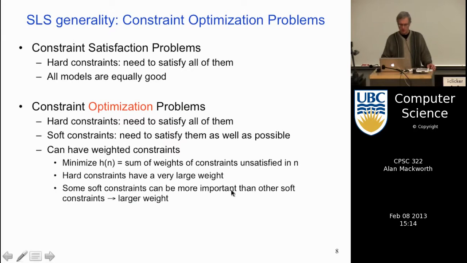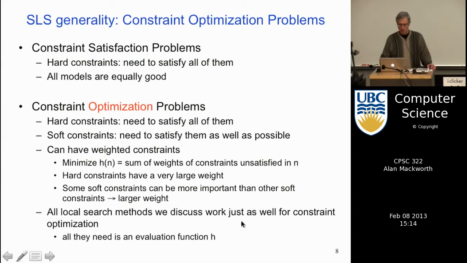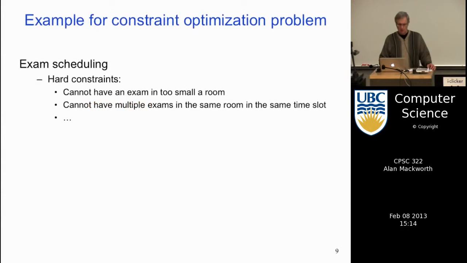So, as I said, hard constraints have a very large weight. Some soft constraints can be more important than other soft constraints. It gives them a larger weight. And all the local search methods that we have discussed and will discuss work just as well for constraint optimization as they do for constraint satisfaction. You don't have to change a single thing. You're still looking for a global minimum, but it doesn't have to be zero anymore, right? Which is where they're all satisfied. You still want the global minimum.